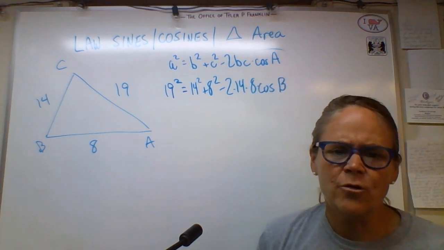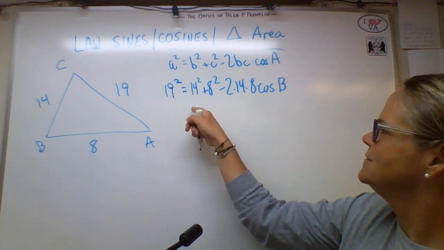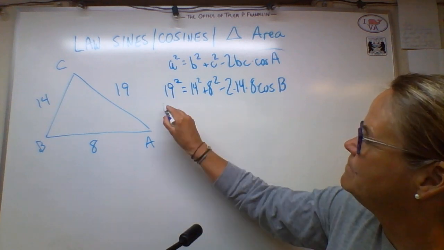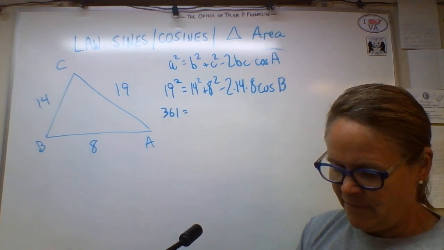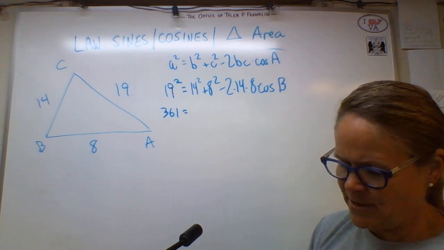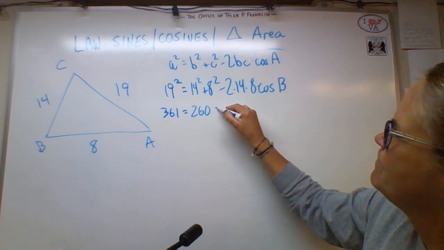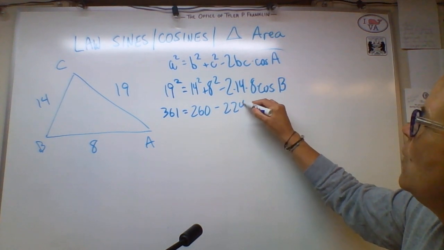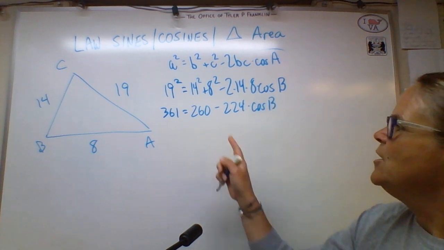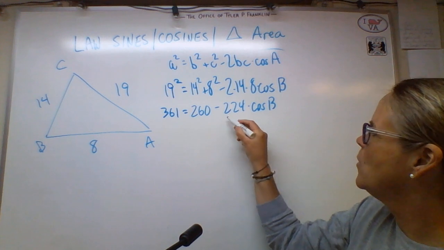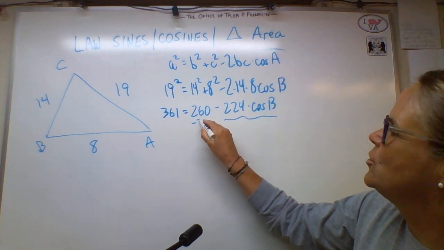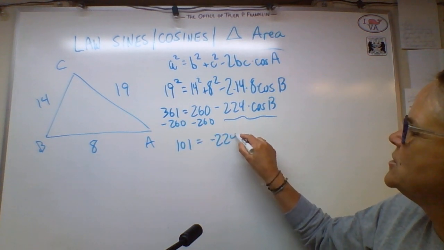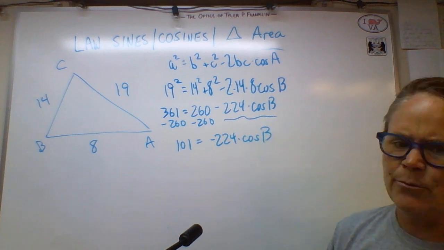Now this is the one people sort of mess up because they try to put that all together. How you're going to do this if you're writing your work, you're doing 19 squared, 361. 14 squared plus 8 squared is 260. 2 times 14 times 8 is 224 times the cos of B. You cannot do 260 minus 224. That's connected. So you're going to subtract 260. You're going to get 101 equals negative 224 cos of B.